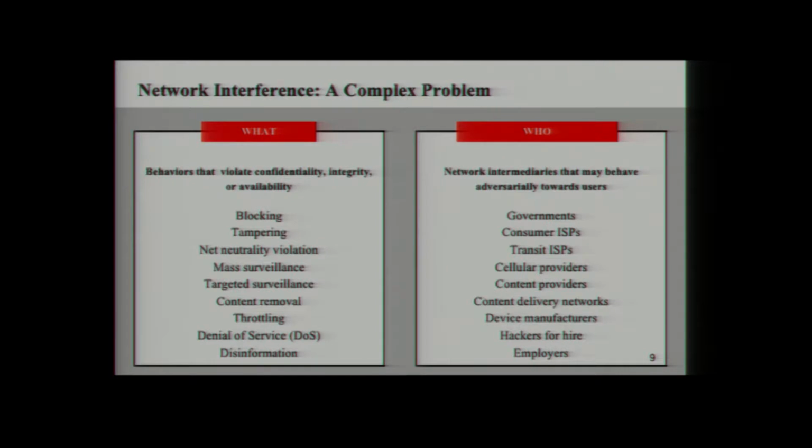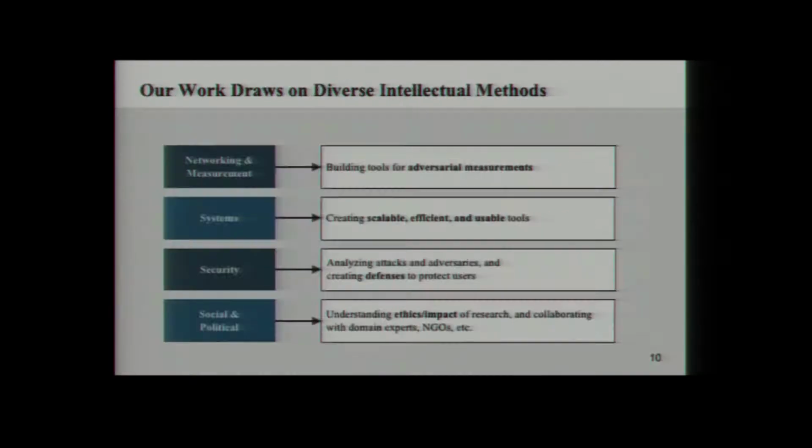What I'm trying to say is there are many behaviors and many actors in internet communication with different conflicting agendas. So the field that I'm working in is a rich area for research that has a potentially valuable impact on ordinary people. To study network interference, we draw tools from different fields, CS and beyond. We need to know about networking, measurement, systems, security, and often touches of political and social science.